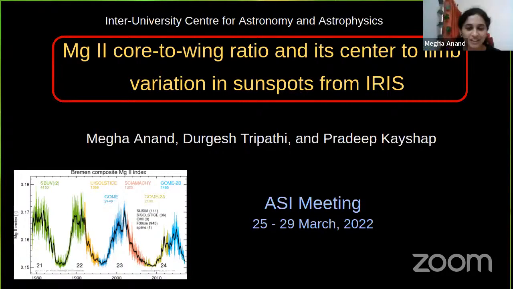Good evening, everyone. Thanks to the organizers for giving me an opportunity to present the work done at IIA in collaboration with Professor Durgesh Tripathi and Pradeep Kashyap. So I'll be speaking about the magnesium core to wing ratio. This is also known as the magnesium 2 index, and its center to limb variation as seen in sunspots observed from IRIS.